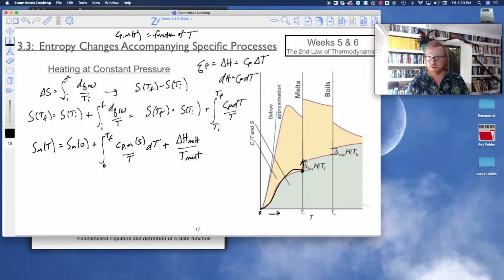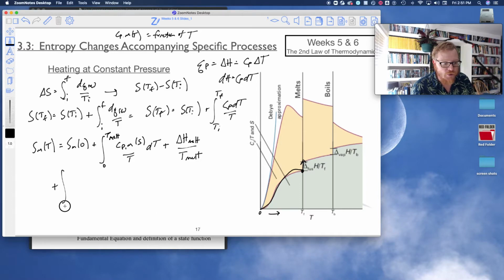Now I've got another phase to integrate over. So now I can say plus, now I'm going to integrate this from melt. I wrote F right here, but just so we're not confusing that with final and initial, the F was supposed to be for fusion. I'm going to write melt, T melt, like for the melting point, okay?